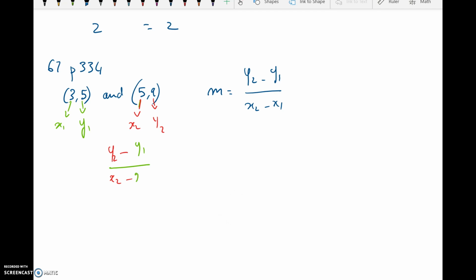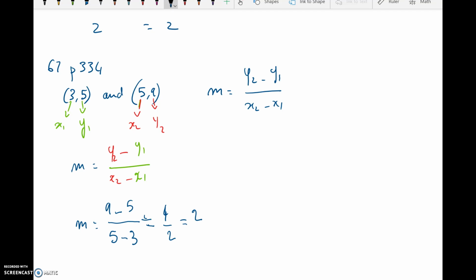So x2 minus x1, and now you are going to substitute, and so that's the slope m. So now you're going to say, okay, m equals y2, 9, minus y1, 5, divided by 5 minus 3. All I needed was the formula, but I got it now. Okay, 4 divided by 2, and that gives you 2. All right, thank you.